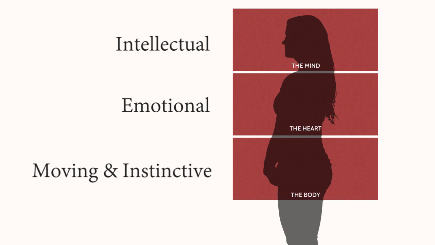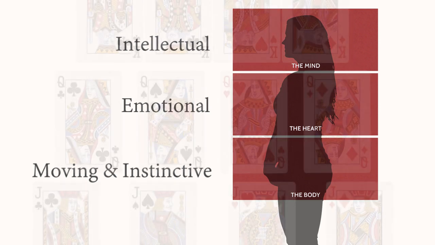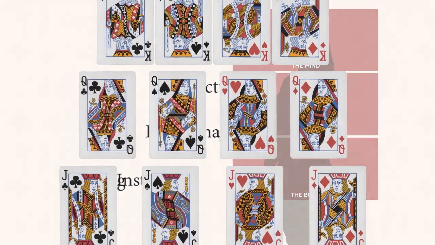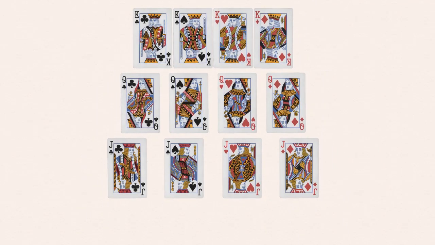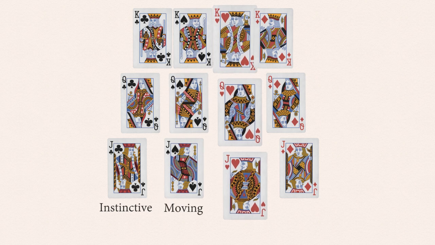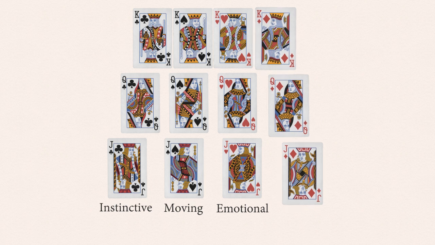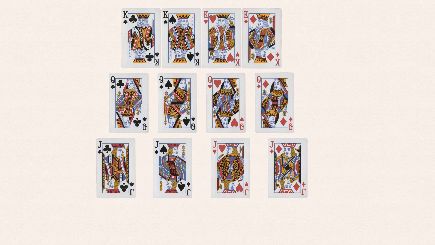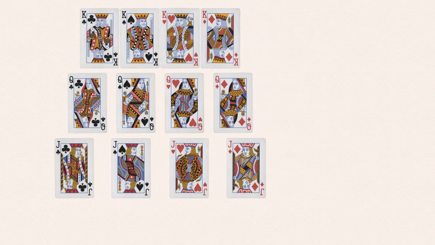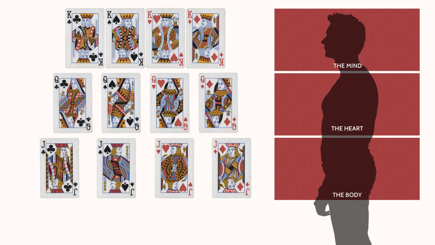For this distinction, we will assign to each of the four lower centers one of the four suits of the common deck of cards. Clubs will designate the instinctive center, spades the moving center, hearts the emotional center, and diamonds the intellectual center. In turn, we will divide each of these centers into three parts that correspond to the definition of the centers themselves.